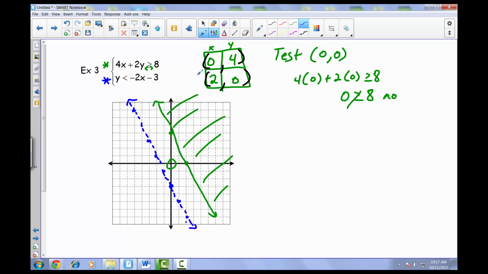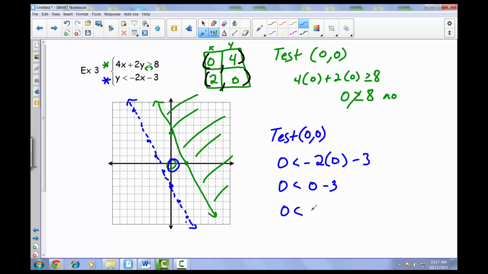Now we also have to test a point to see which region to shade. So testing 0, 0, again, a nice test point: is 0 less than -2 times 0 minus 3? Well, we still have 0 on the left side. On the right, we have -2 times 0, that's just 0, minus 3. So is 0 less than -3? Unfortunately, the answer to that is no. It is not. 0 is larger than -3. So we tried this test point, and it did not work. That means that we would have to shade the other way.